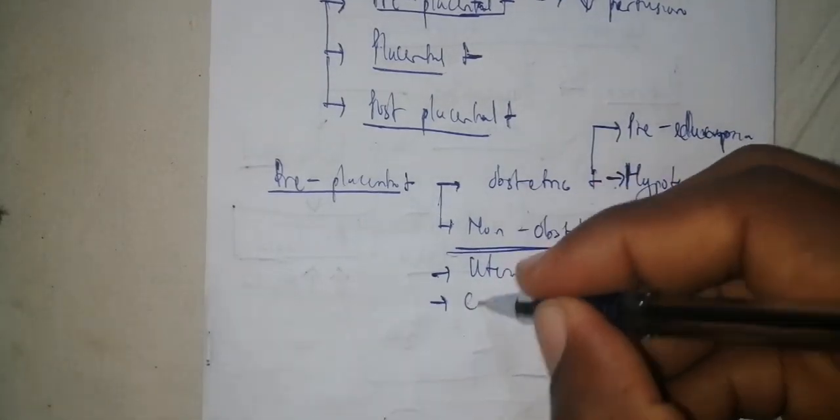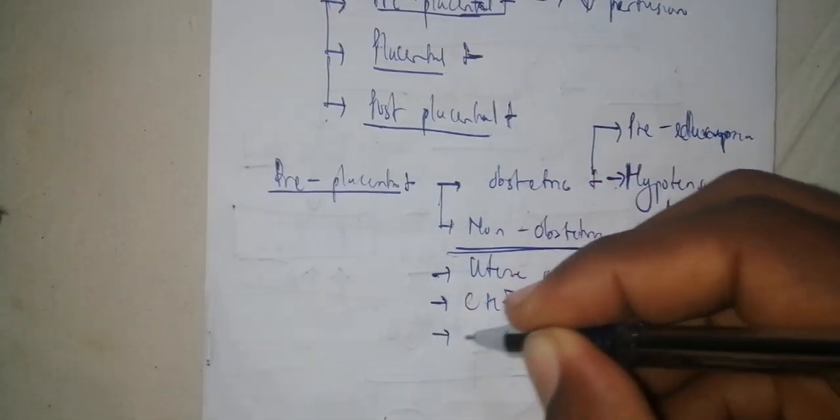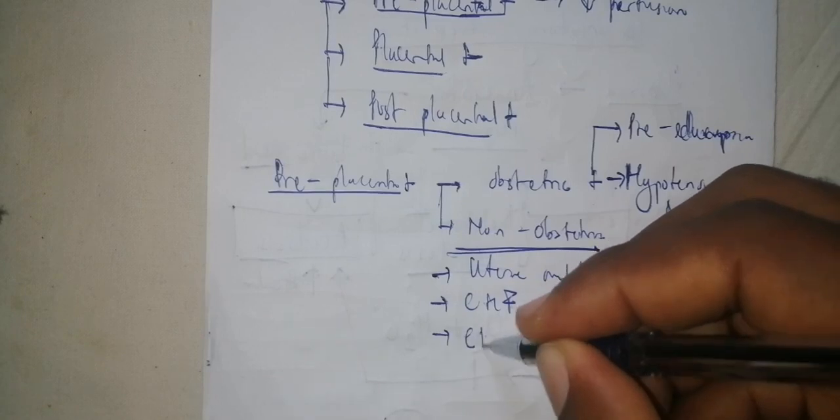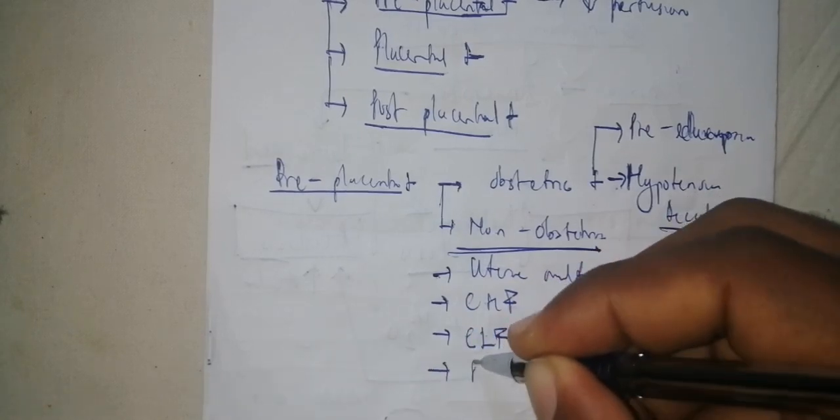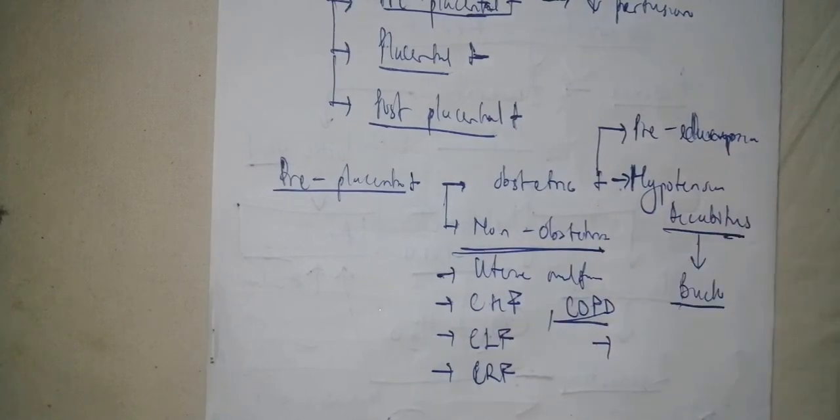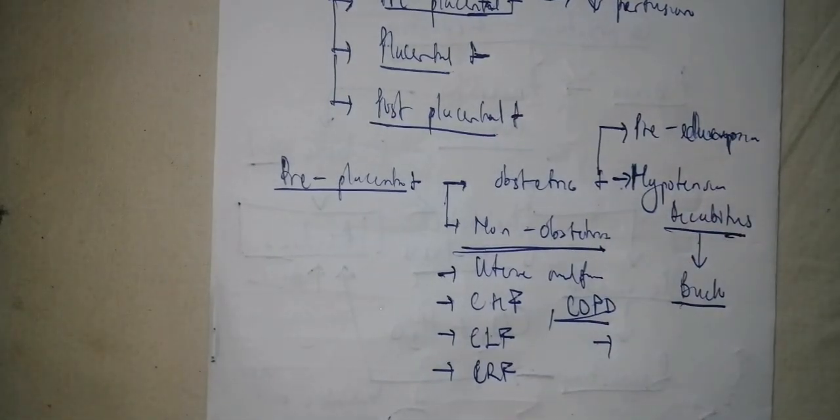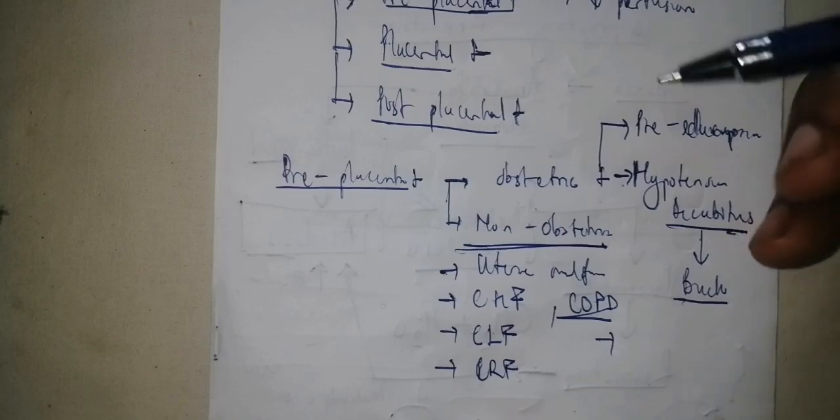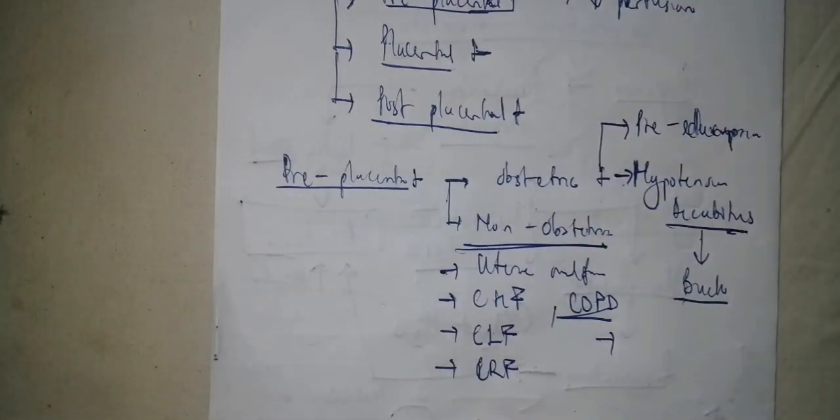You may have a chronic heart failure. You may have a chronic liver failure. You may have a chronic renal failure, and you have a COPD that is going to result to hypoxemias and all that. So all that are going to be associated with pre-placental etiologies of acute fetal distress.